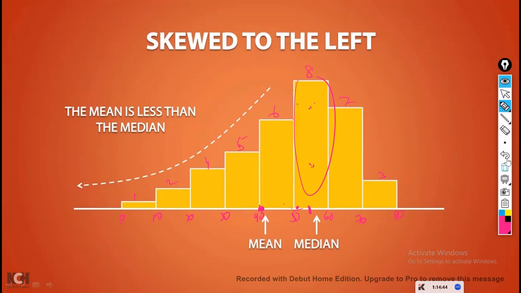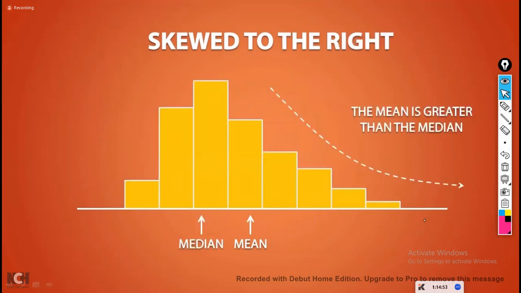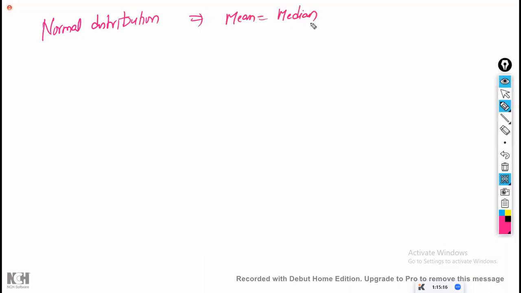Right? Now, for a left skewed distribution, the mean will be less than the median. And coming to the right skewed distribution, the median will be greater than the mean. For a normal distribution, the mean is equal to the median.